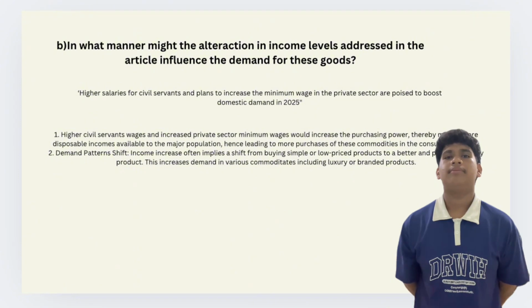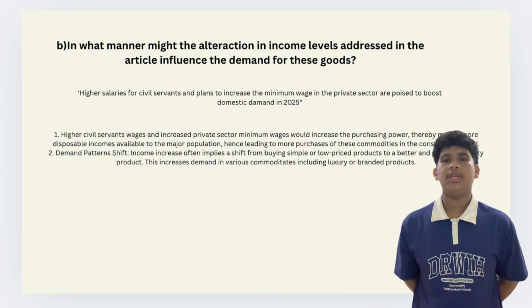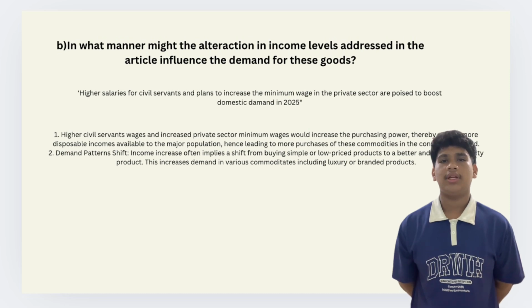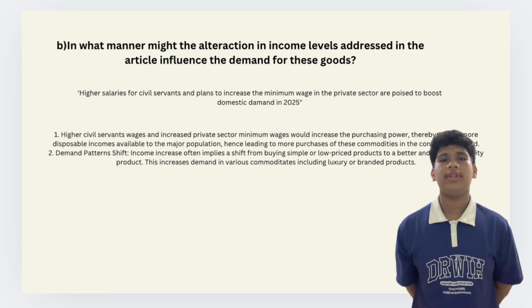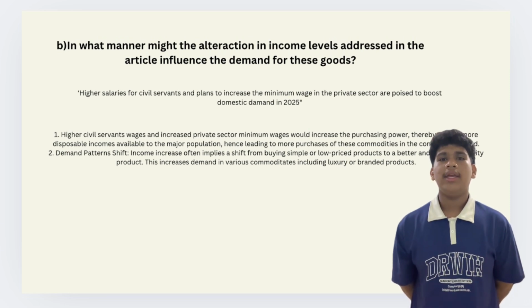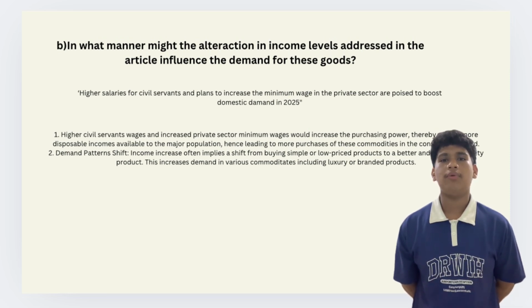Next, question 2B. In what manner might the alteration in income levels addressed in the article influence the demand for this good? Based on the article, higher salary for civil servants and plans to increase the minimum wage in the private sector are poised to boost domestic demand in 2025. So, higher civil servants' wage and increased private sector minimum wage would increase the purchasing power, thereby making more disposable incomes available to the major population, hence leading to more purchase of these commodities in the consumer demand.